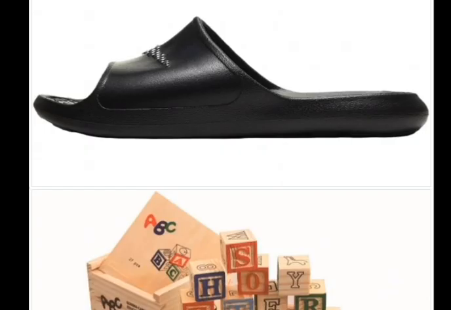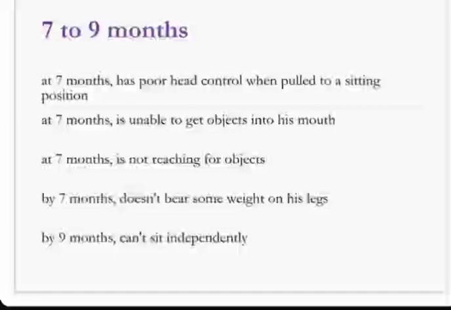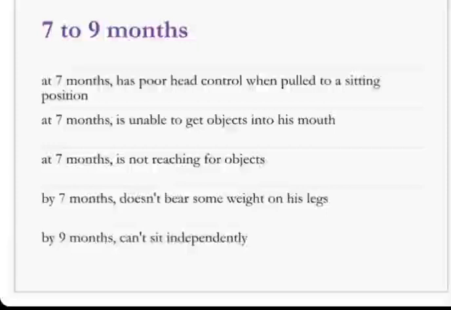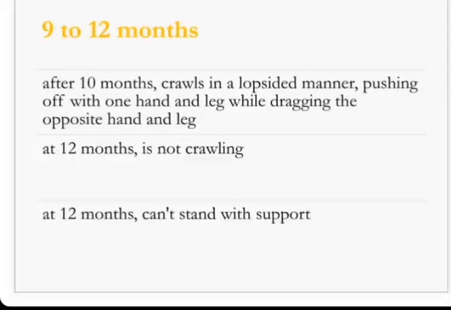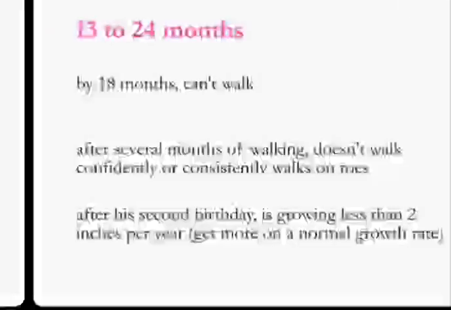In 7 to 9 months: at the 7th month, he has poor head control when pulled to sitting, is unable to get objects to his mouth, doesn't reach for objects, doesn't bear some weight on his legs, and can't sit independently. After 10 months, crawls in a lopsided manner, pushing off with one hand and leg while dragging the opposite hand and leg. At the 12th month, this is not crawling. At the 12th month, they can't stand with support.